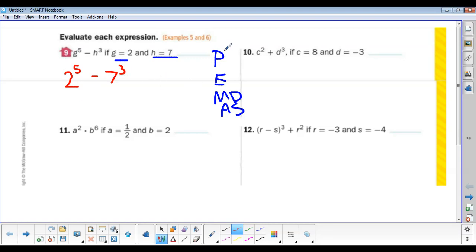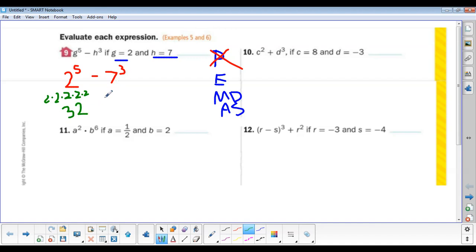So now I'm ready to start with my order of operations. Do I have parentheses? No. So I skip that and move to the next thing. I do have exponents. So keep in mind, 2 to the 5th is 2 times 2 times 2 times 2 times 2. So that's 2, 4, 8, 16, 32.